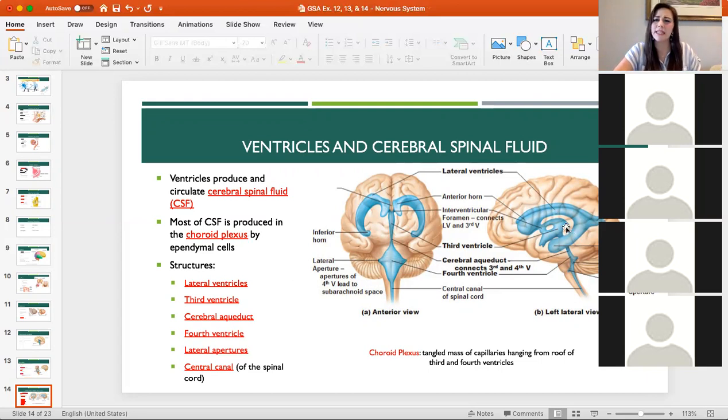The choroid plexus isn't really shown on here, but it's kind of around this area if you can see where I'm moving my mouse. And so the choroid plexus is like this, just a big mass of capillaries in the third and the fourth ventricles.